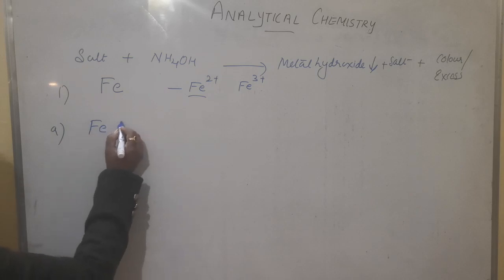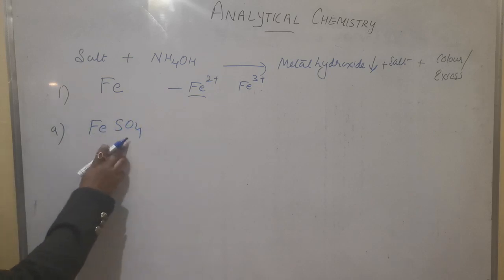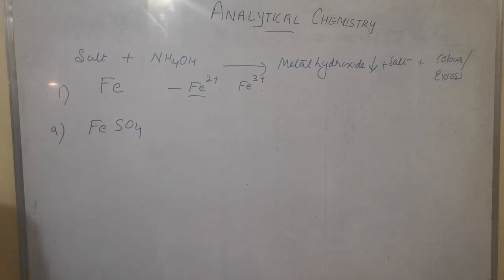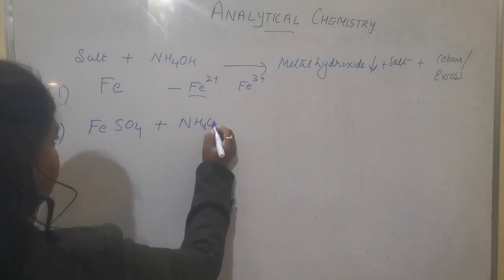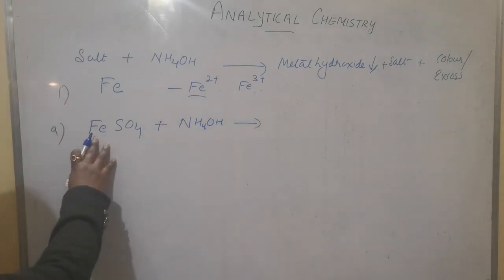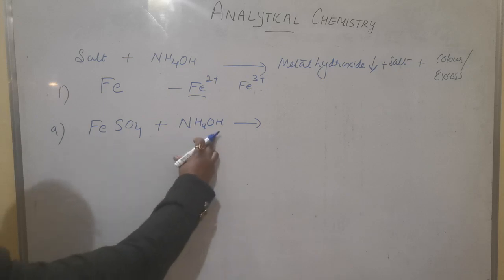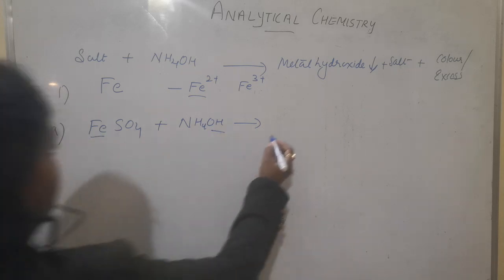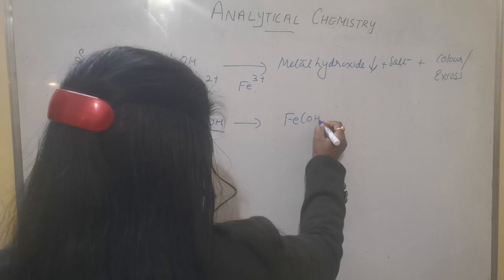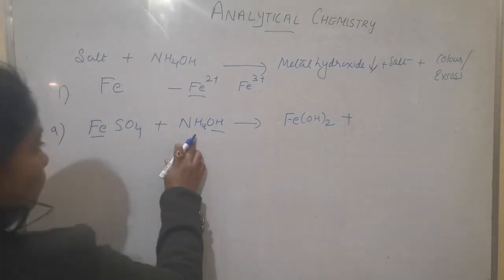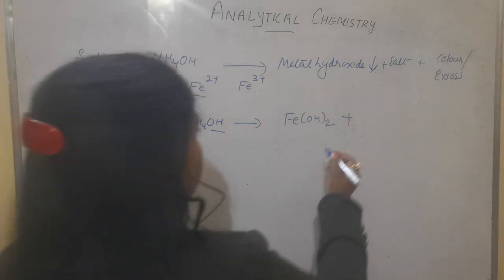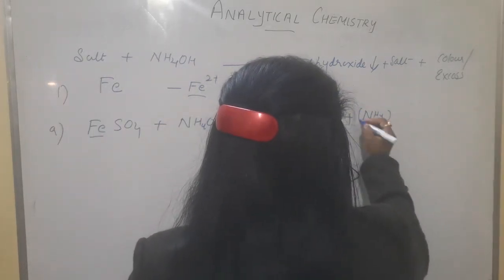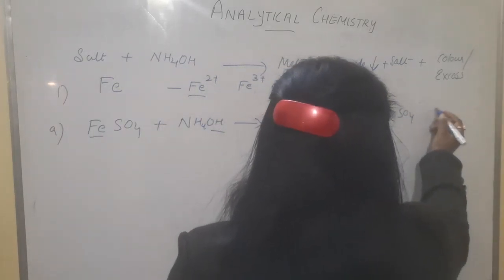The example salt is ferrous sulfate, where iron is in the +2 valency state. We add NH4OH. First we'll get a precipitate of metal hydroxide, this is the metal and this is hydroxide, so Fe(OH)2, and one salt that will remain soluble in the solution. What salt will it be? It will be (NH4)2SO4, and you have to observe the color.